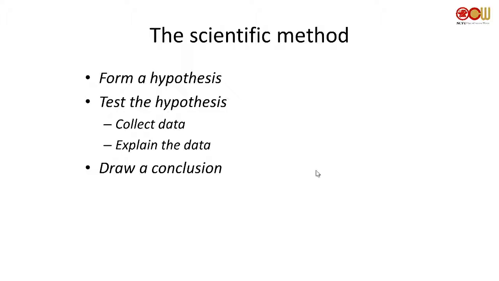But how do you test your hypothesis? As I just said, in science, a very important thing is you have to quantify everything. So you have to collect the data, and you have to analyze the data. And then you have to explain your data. And then after you have explained your data, you have to draw a conclusion. This is a very typical way of doing science. Okay. This is also a very typical way that psychologists nowadays do.